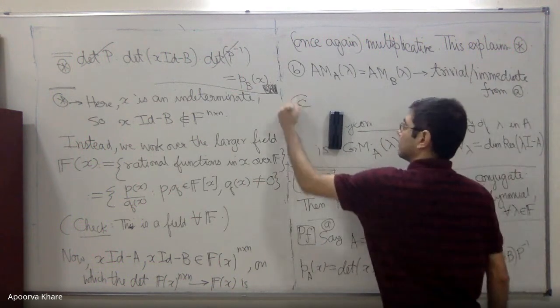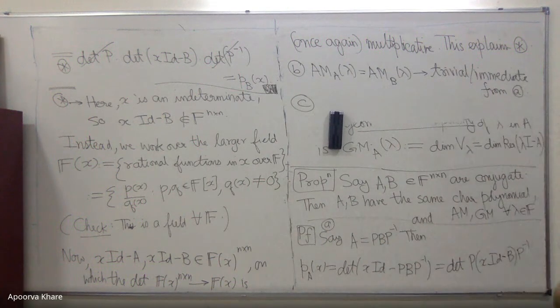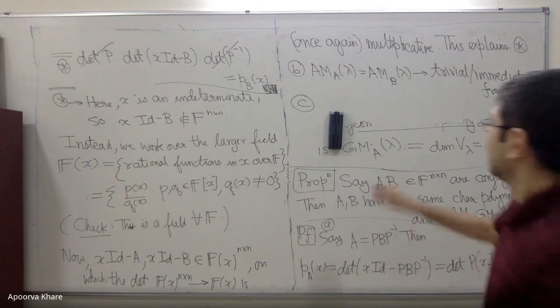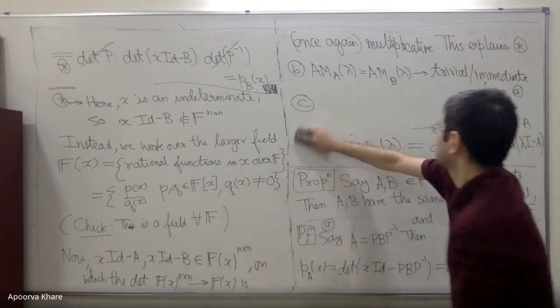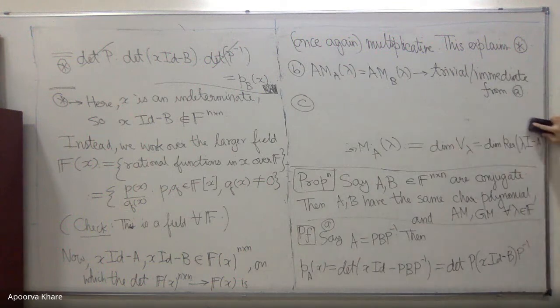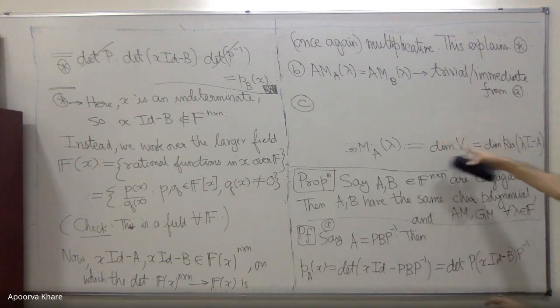Okay, and the property C is the real tricky part, so let's get there. The geometric multiplicity: if two matrices are conjugate, then their geometric multiplicities have to be equal.